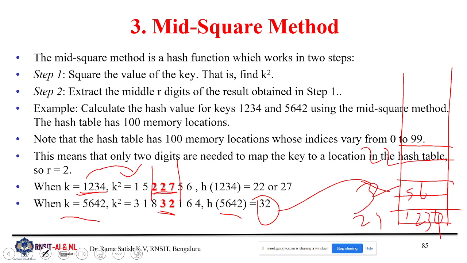So 5642 is stored. So this is called the mid square method.